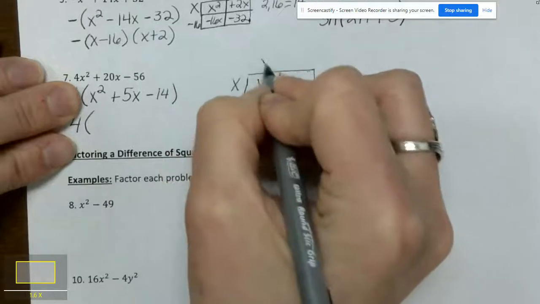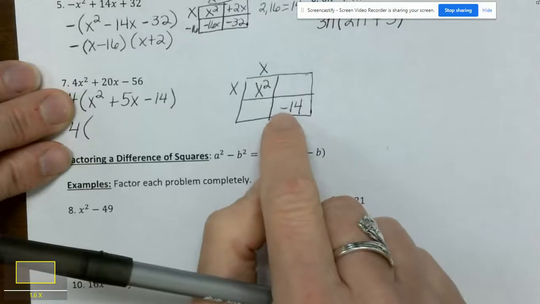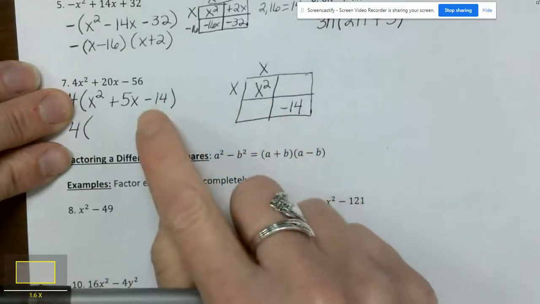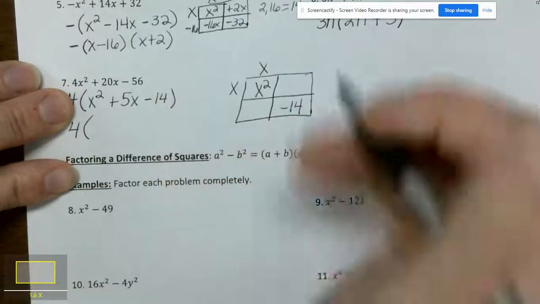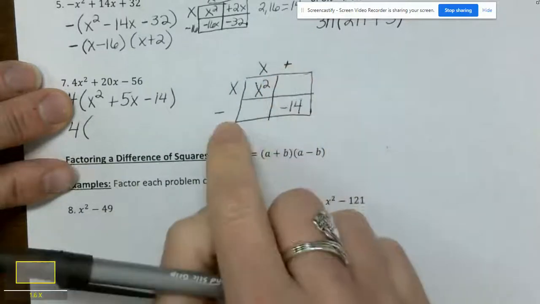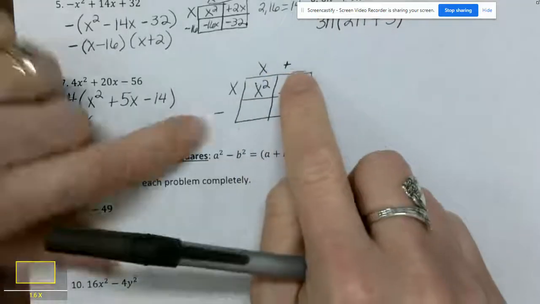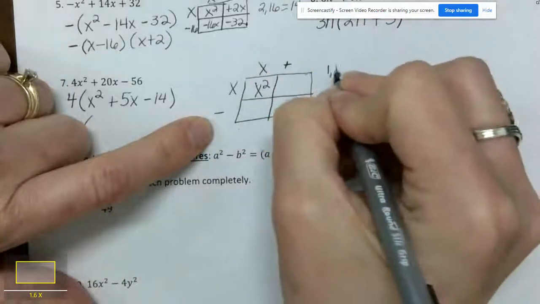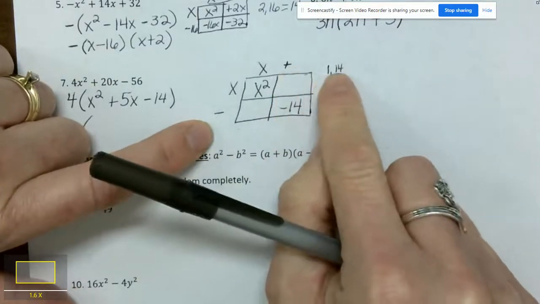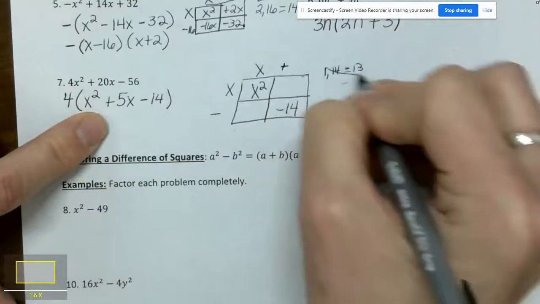Okay, I know this is x and this is x because x times x gives me x squared. All right, now I've got to do negative 14, and it has to be a positive 5. So that means that one of these is positive and one of these is negative. So I've got a positive and a negative. All right, now let's start with 1. That means I'm going to put 1 times 14. But since one is positive and one is negative, that means I have to subtract to get that middle number. 14 minus 1, that's 13. That doesn't give me 5, so that doesn't work.